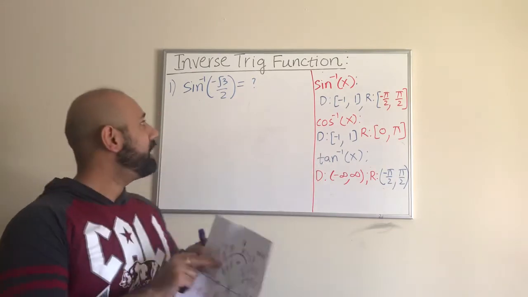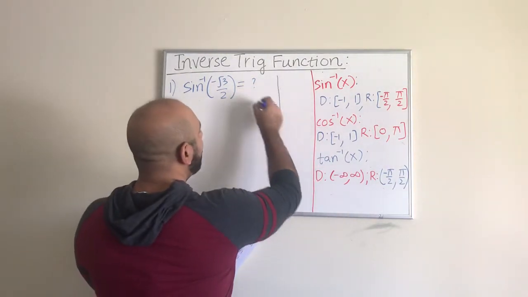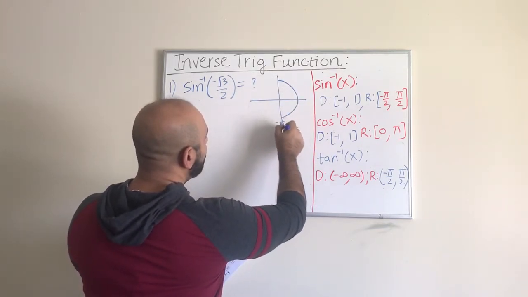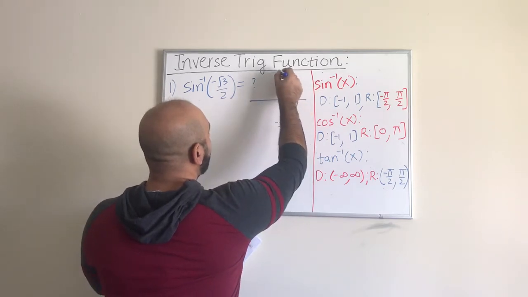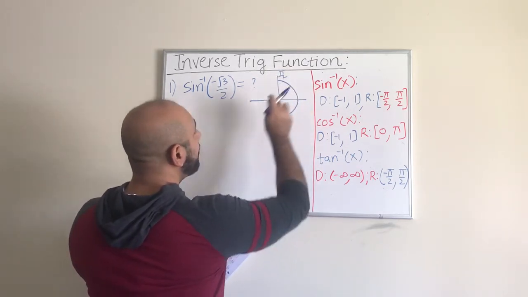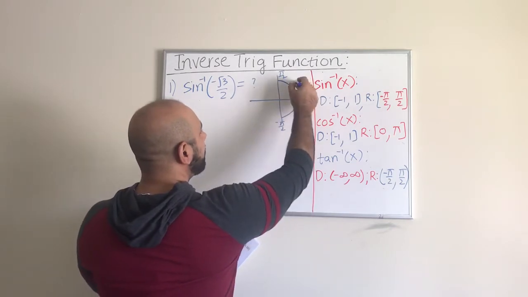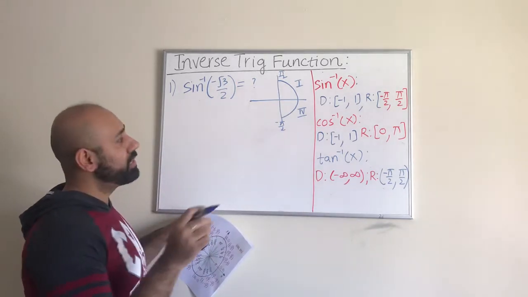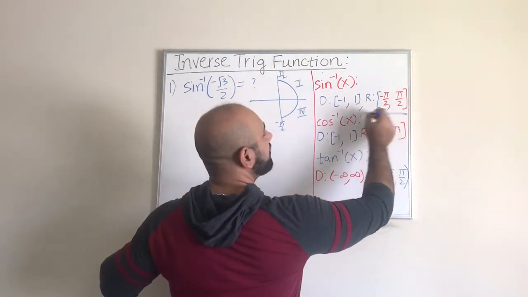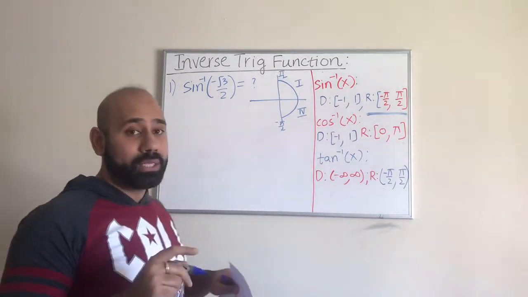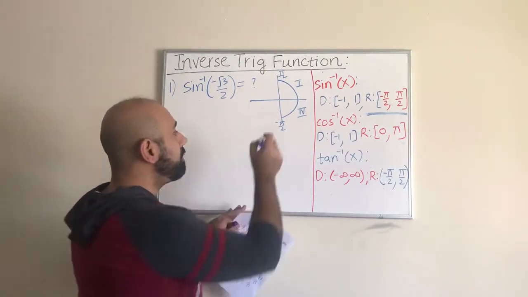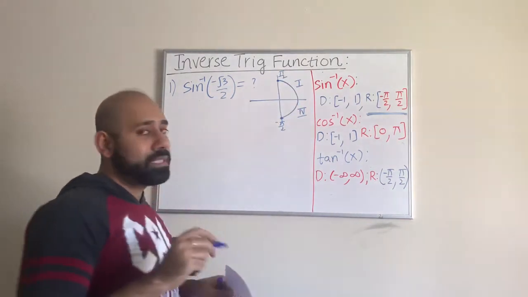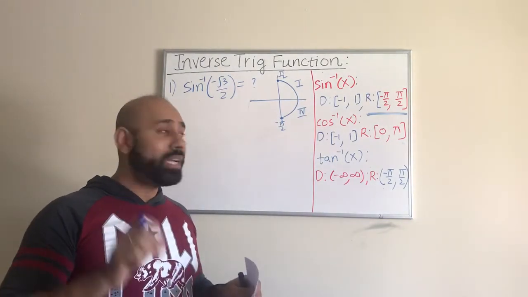So let me redraw. You're interested only in this section, negative pi over 2 to positive pi over 2. So I'm only looking at the first quadrant and the fourth quadrant. What tells me to focus only on the first and fourth is the fact that the range for the sine inverse is restricted between negative pi over 2 and positive pi over 2. Keep in mind, I should draw those dotted circles here, which tell me that the endpoints are also included.